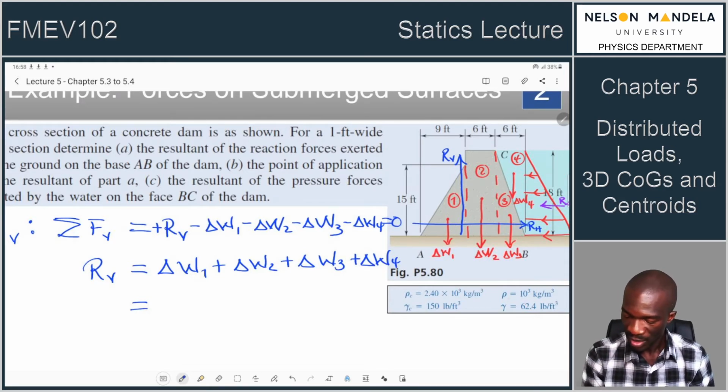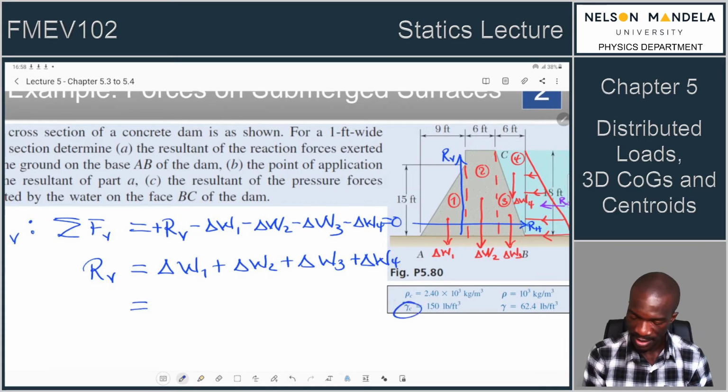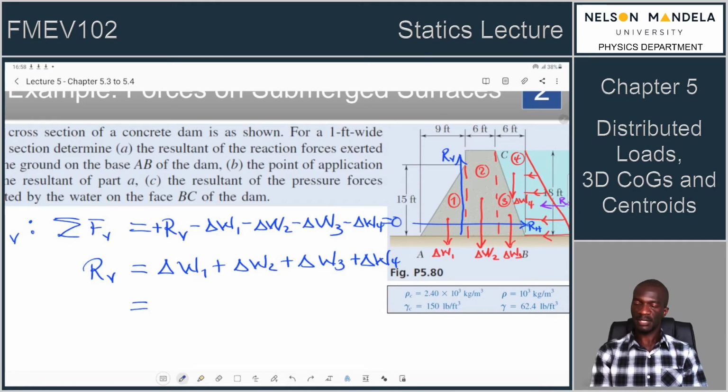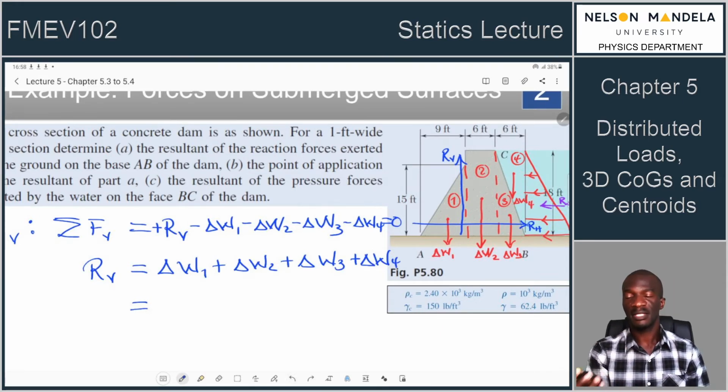If you are using the SI system of units, then you use the symbol rho. If you are using the imperial system of units, we are looking at gamma, which is the specific weight. Remember, this is specific mass, this would be specific weight. Now, how can we find a weight?